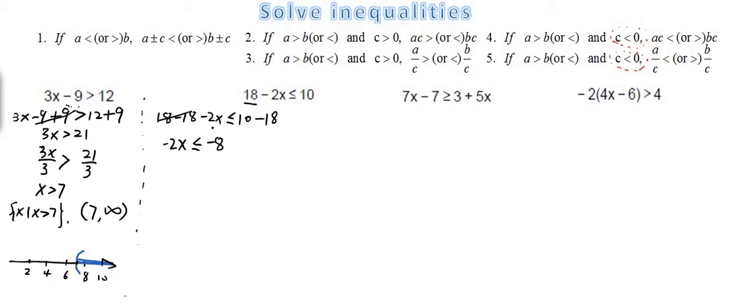Again, I want to mention it: if we do the subtraction or addition, we'll keep the sign the same, so we don't need to worry about the sign. The only thing we need to be careful about is when we do multiplication or division, especially for a negative number. Here we have negative 2. That means we need to divide by negative 2 for both sides.